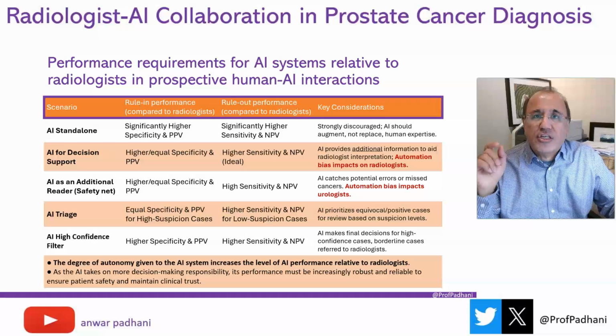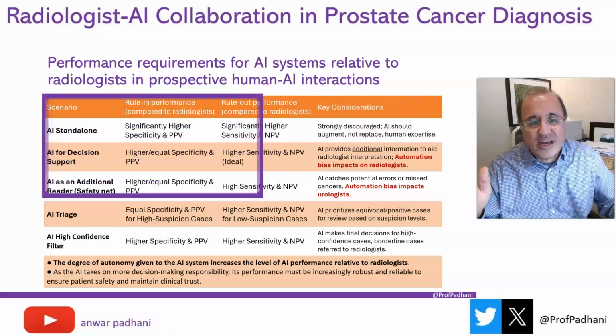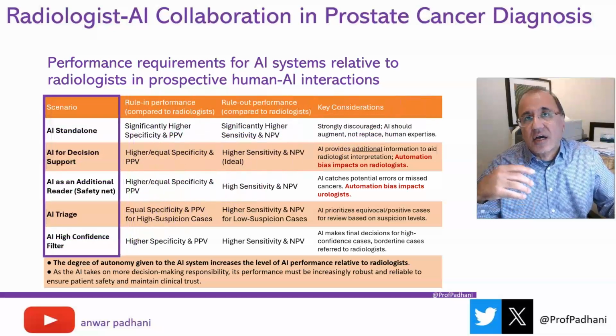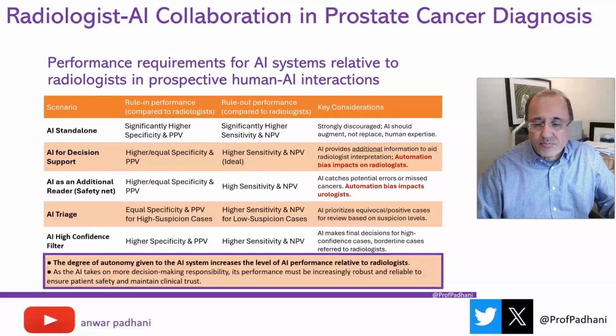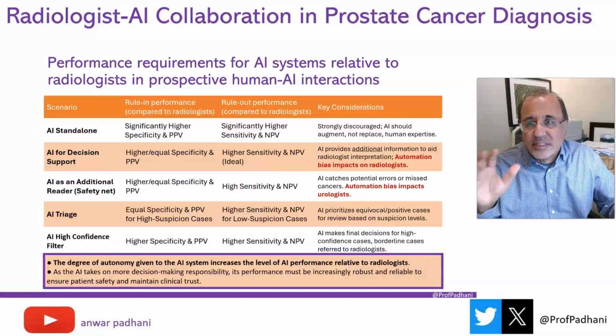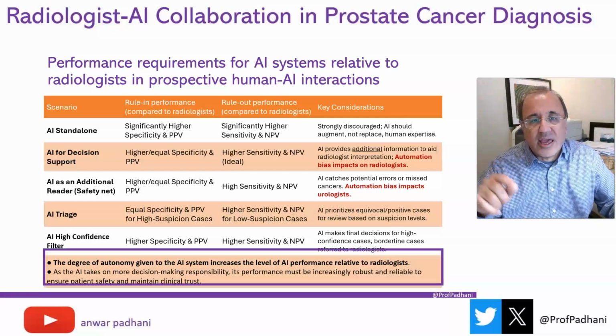Now, of course, if you're going to use an AI as a standalone, well, that has to have the highest performance. But we've already said that we are going to discourage that because AIs should augment and not replace human expertise. The general point that we should make right now is that the greater the degree of autonomy, the greater is the performance requirement for the AI.